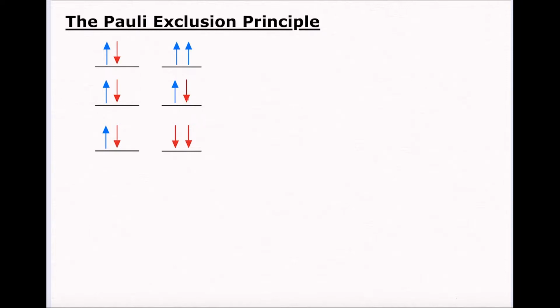The Pauli exclusion principle states that no two electrons can have the same set of four quantum numbers. I want to make sure you know that. No two electrons can have the same set of four quantum numbers.